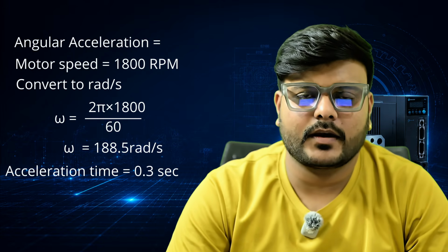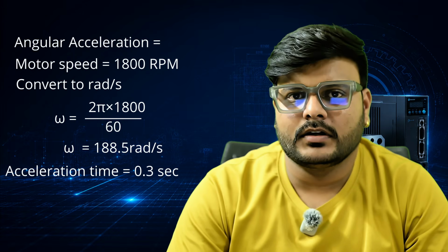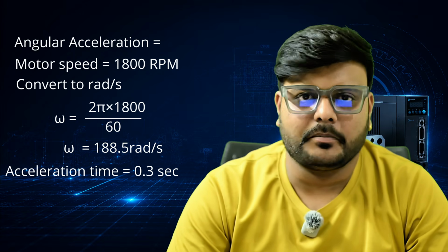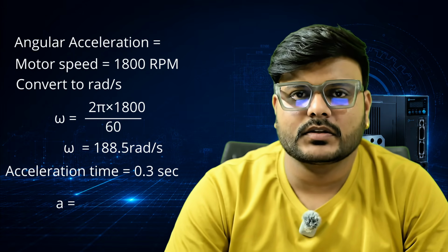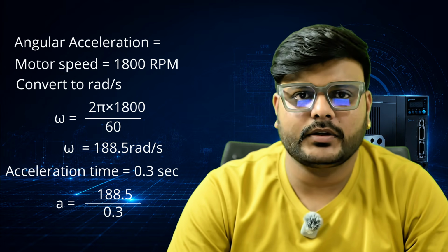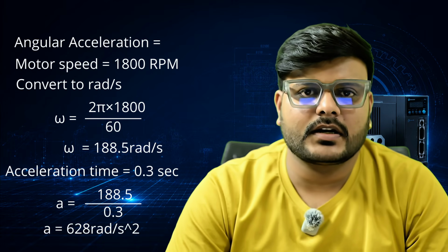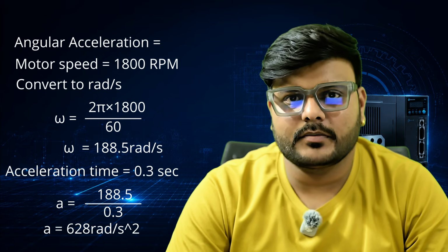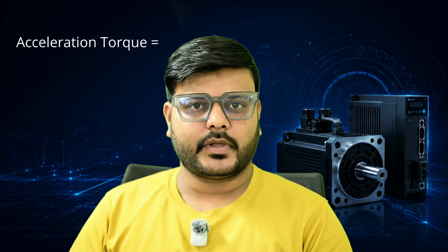To calculate angular acceleration, divide omega by time. Our omega is 188.5 divided by 0.3. So we get 628 radians per second squared. After calculating angular acceleration, the next step is to calculate acceleration torque. To calculate acceleration torque, we know the formula: total inertia multiplied by angular acceleration.